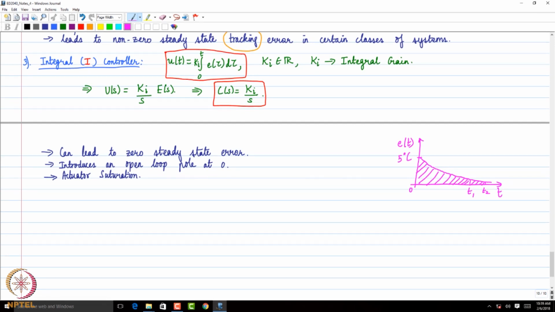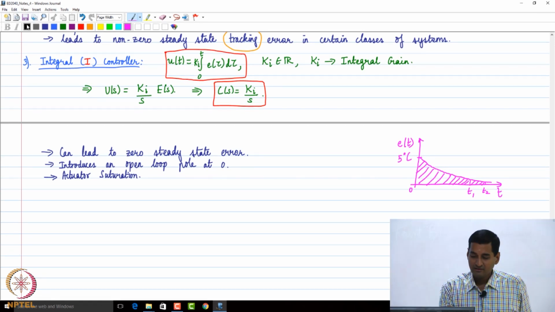Fine. So that is the second block. Now, what is the third building block which we can use, which is what is called the derivative controller.